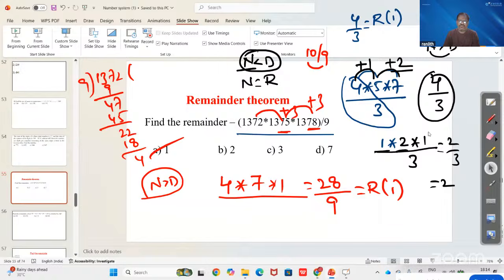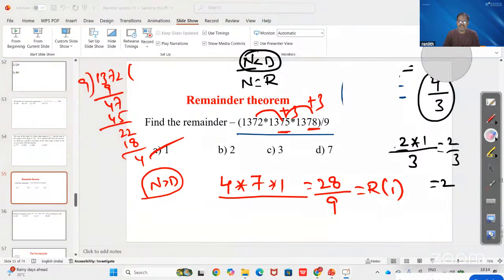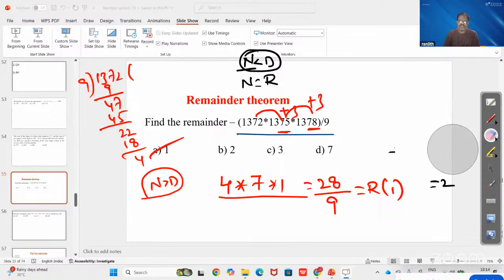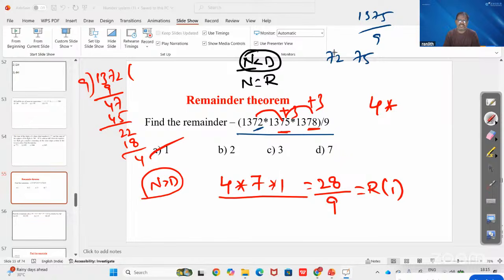When we divide 1372 divided by 9, so normal division method. So I am getting remainder is 4. Next, I am not dividing again 1375 divided by 9. Already I have divided 72. So I am taking the difference of 72 and 75. Difference will be equal to 3. So that is 4 plus 3 equal to 7.